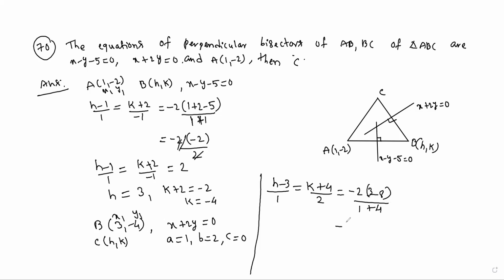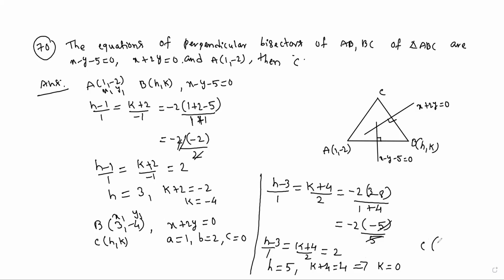Here, finally, what? Minus 2 into 3 minus 8, that is minus 5 by 5. The 5 gets cancelled. Now finally, h minus 3 by 1 is equal to k plus 4 by 2, equal to minus into minus, plus 2. By comparing, h value is 1 into 2, 2 plus 3, that is 5. Next, k plus 4 is equal to 2, 2 twos are 4. From this, k value is 0. Finally, point C is clearly what? 5 comma 0 is the C vertex. Thank you. Remaining we will discuss in tomorrow's class. Thank you.